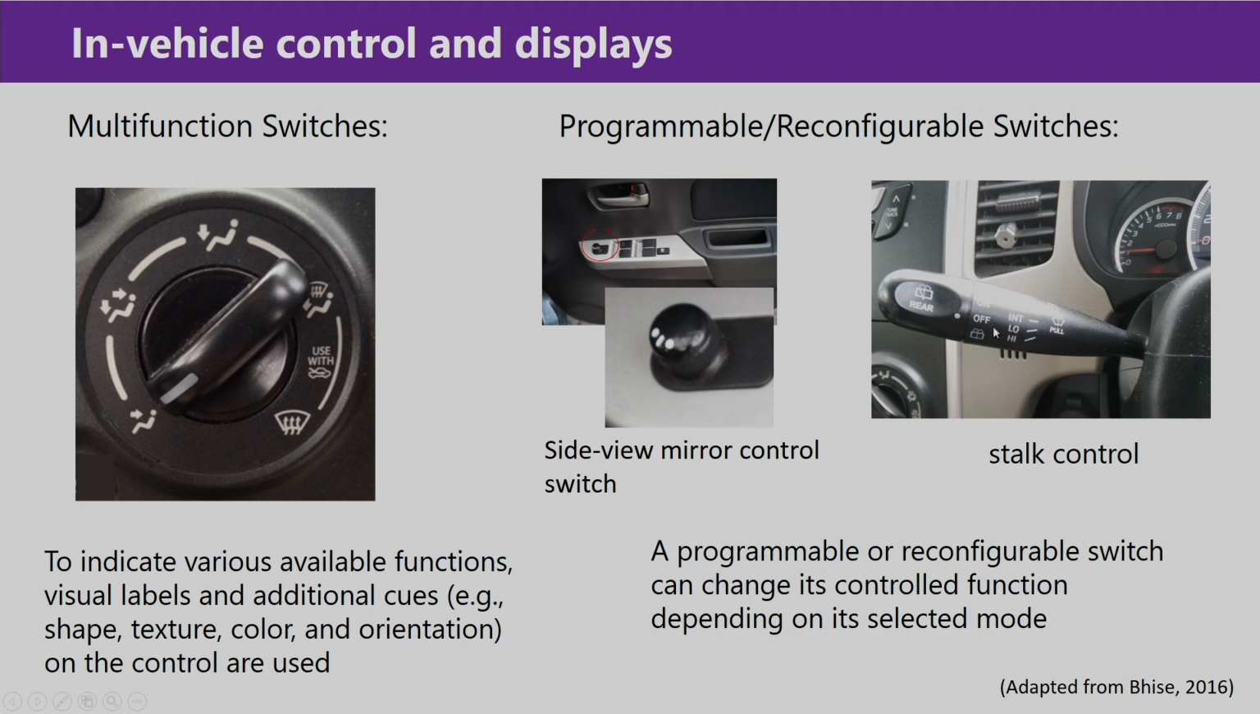Similarly, in this particular example, we are thinking about this stock control for the wiper for windshield cleaning. There are on and off functions for the rear windshield wiper. At the same time, if we move this one in different forward and backward locations, we can control the wiper on the front windshield. Programmable or configurable switches can change their control function depending on the selected mode.